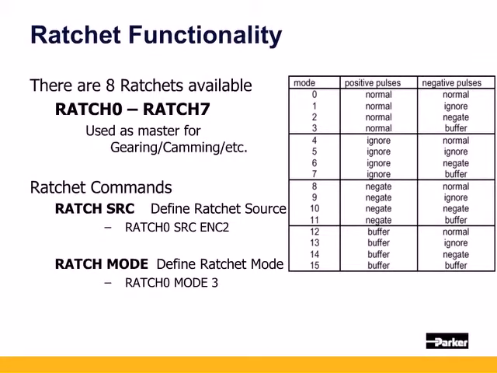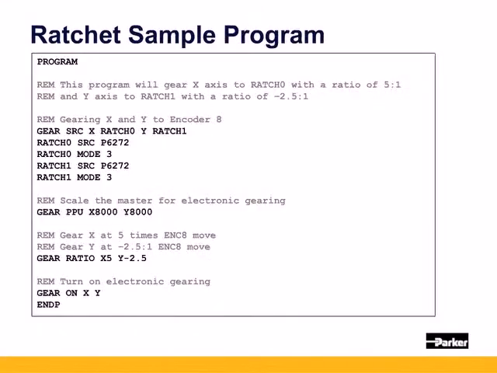Let's take a look at a sample ratchet program. So the ratchet is similar to gearing structure, but the gear source is the ratchet, and you set the ratchet mode, which filters the ratchet source, which can be any parameter.